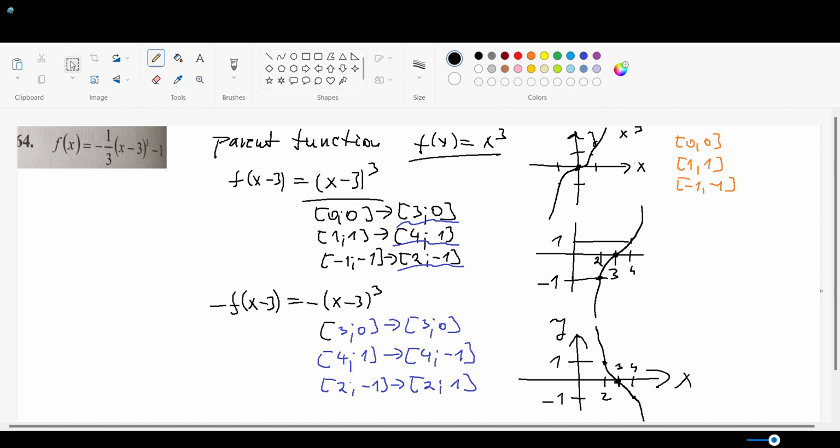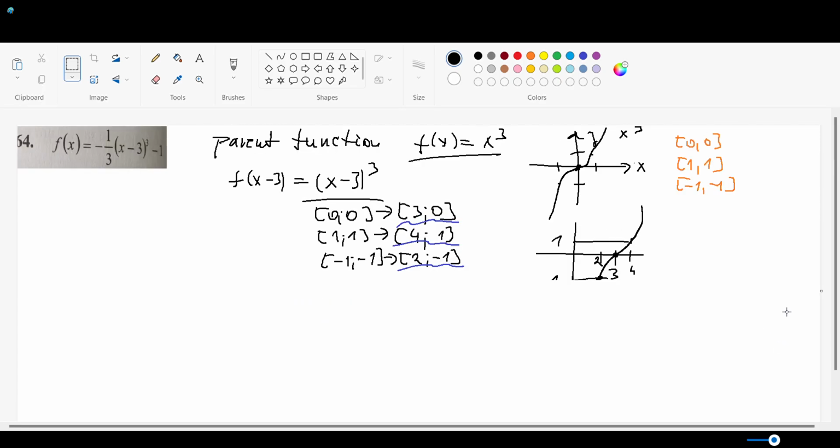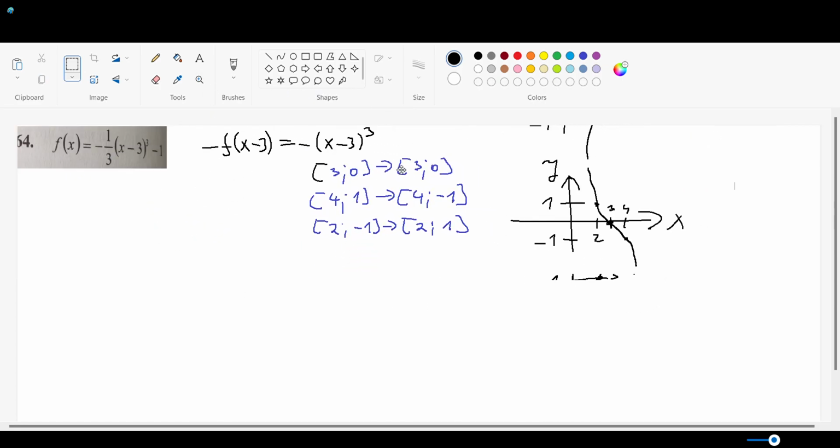Let me just copy and paste this information so that we have everything needed on one screen. Let me delete this one. Okay, and we continue here. So we made this transformation.